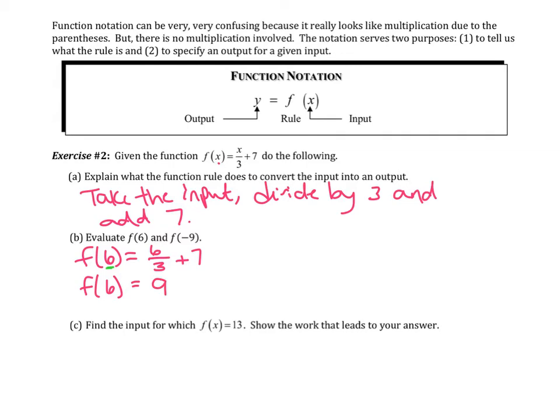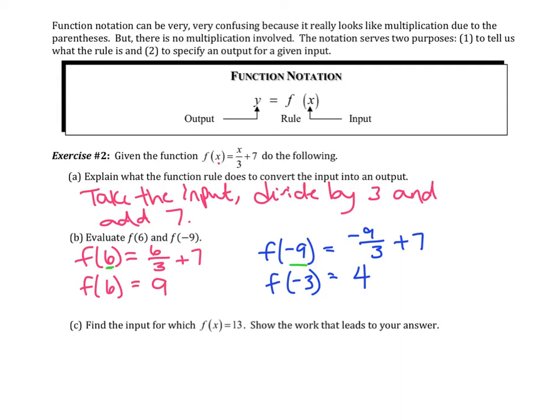Okay, now let's evaluate f of negative 9. Again, follow the same rule. Replace the negative 9 in for x. The negative 9 is your input. So negative 9 divided by 3, add 7. Negative 9 divided by 3 is negative 3, add 7 is 4.